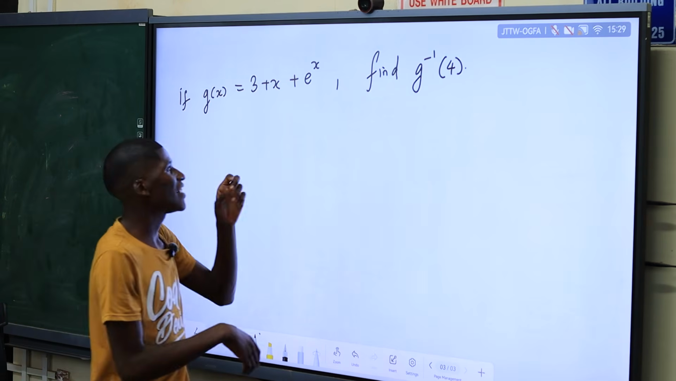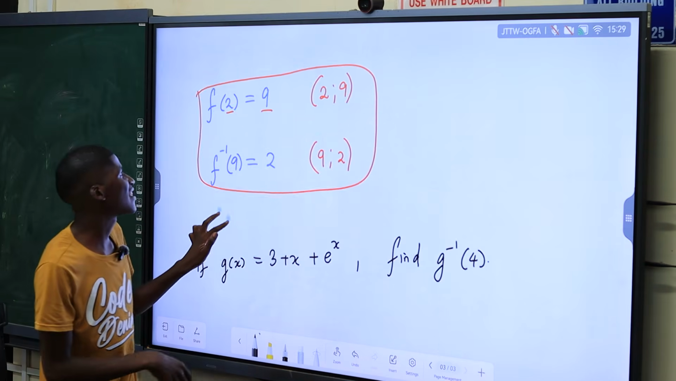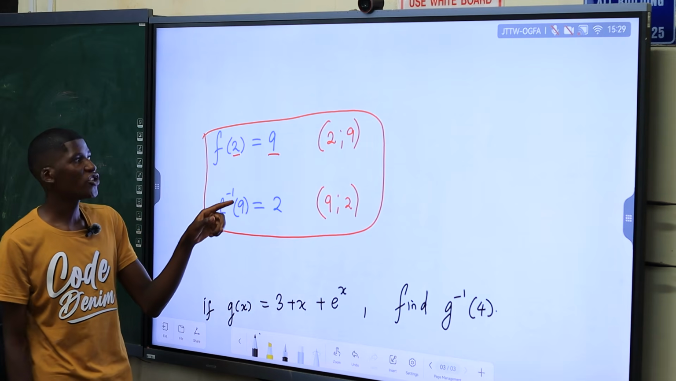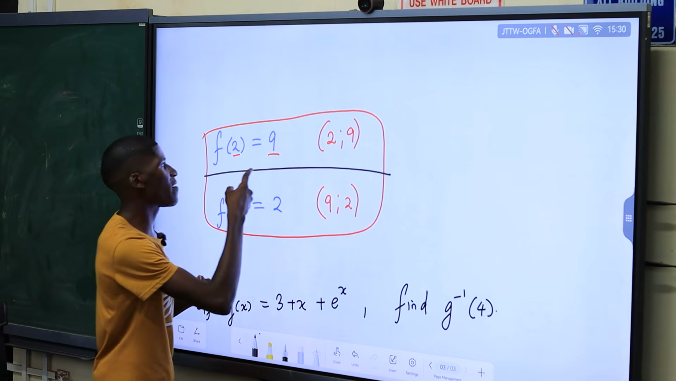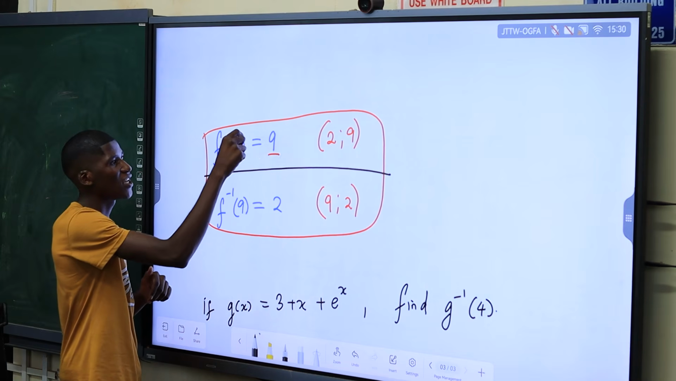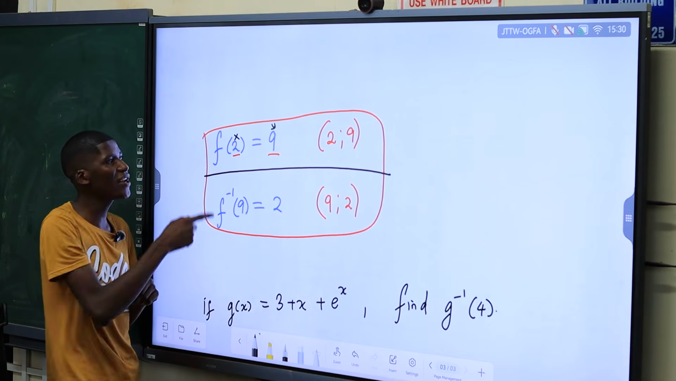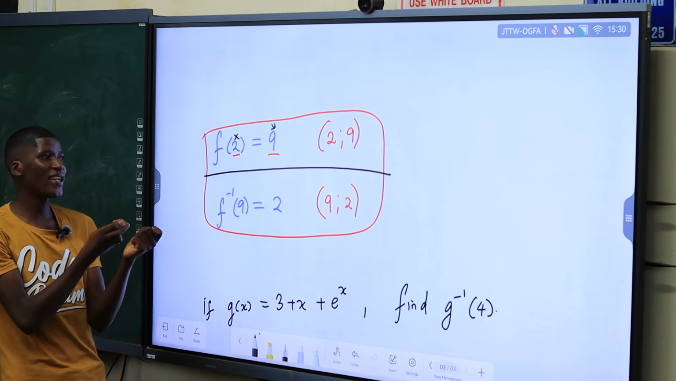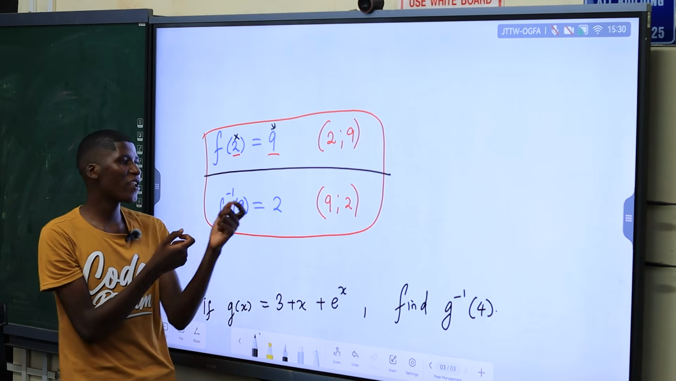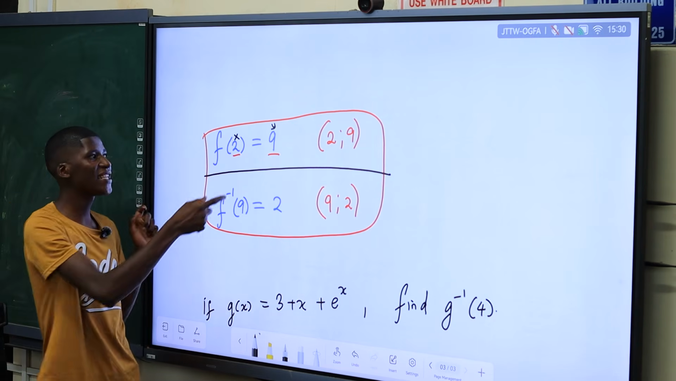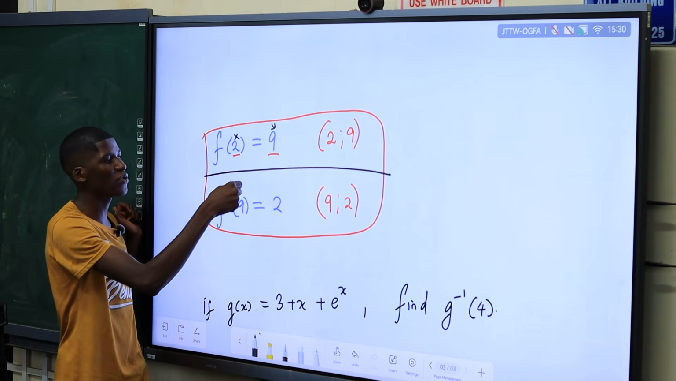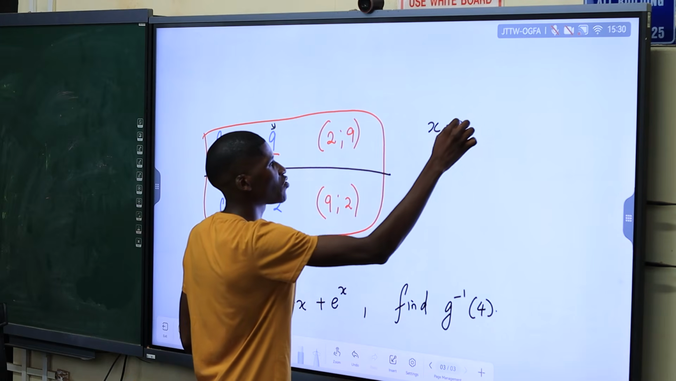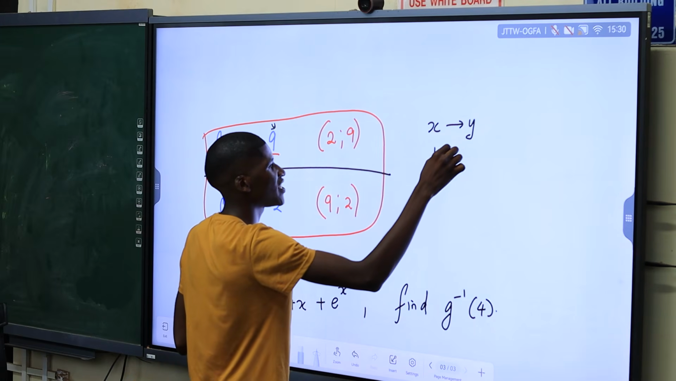As we said, guys, remember this example: f at 2 is equal to 9, f inverse of 9 is equal to 2. In the original function f, when x is equal to 2, y is equal to 9. So when we find the inverse, what actually happens? Your y value now becomes the x value, and what was the x value changes to become the y value.